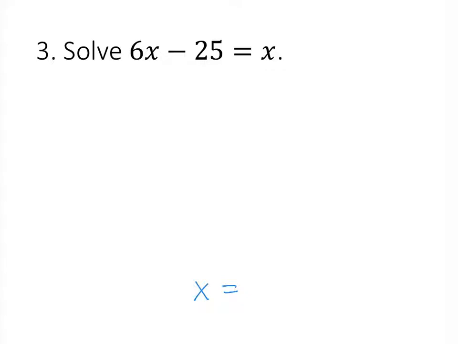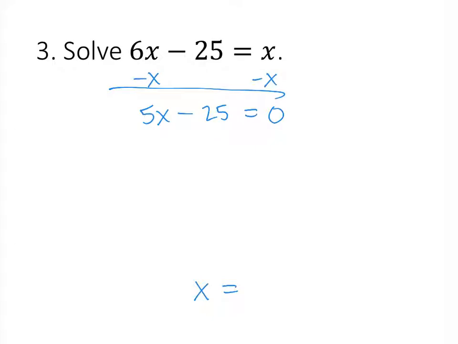And so if we have multiple x's, that's going to make it harder for us to get to that eventual goal. So what we're going to do is add or subtract things from both sides using opposite operations to get the x's together. In this case, I'm going to subtract x from both sides. So on the right-hand side, I have 0. I still have the minus 25. And now 6x minus x is going to give me 5x.